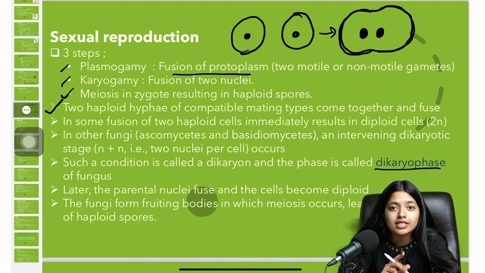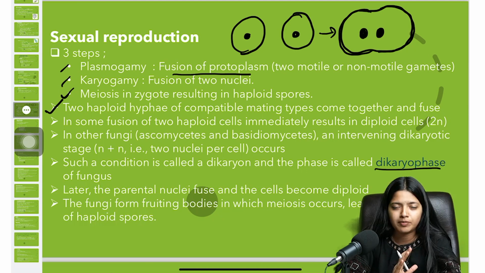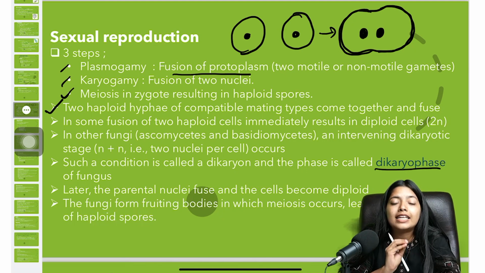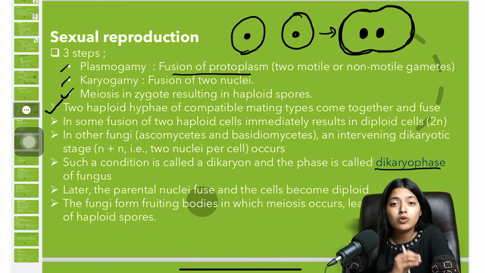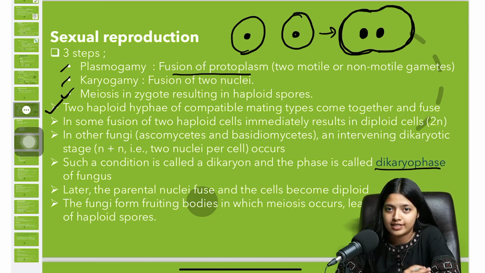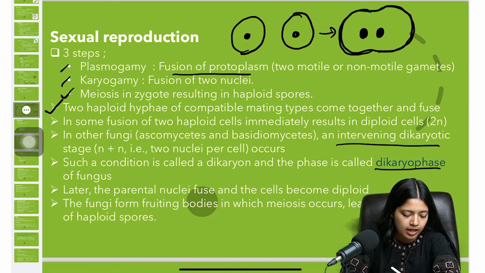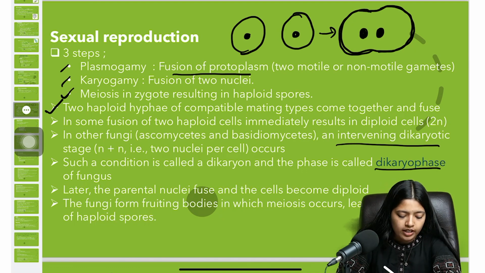So there are two nuclei within one cell. There is an interval stage, because between plasmogamy and karyogamy there is a short interval. This interval phase is called the dikaryotic phase. Remember the term: di means two, karyo means nucleus. So it is a phase where two nuclei are seen in a single cell. In other fungi, an intervening dikaryotic stage, meaning two nuclei per cell, occurs. Such a condition is called a dikaryon, and this phase is called the dikaryotic phase of the fungus.